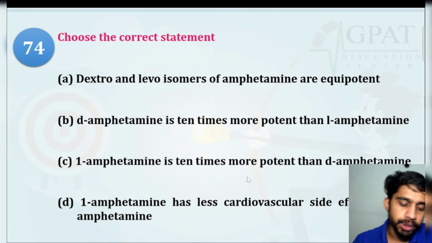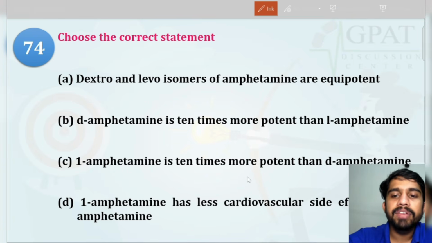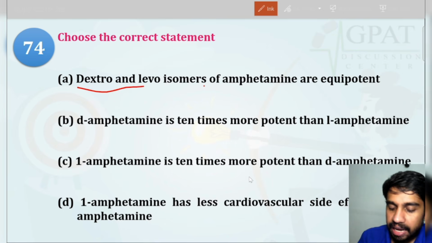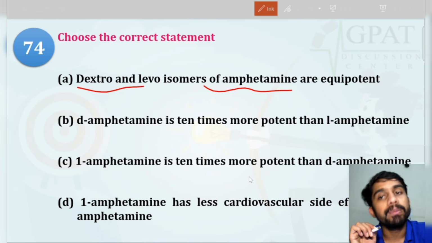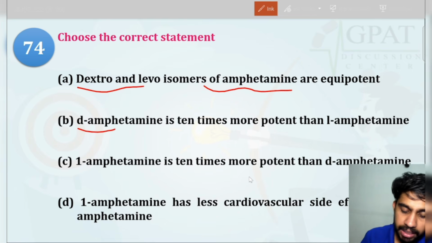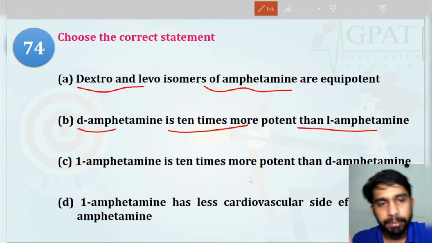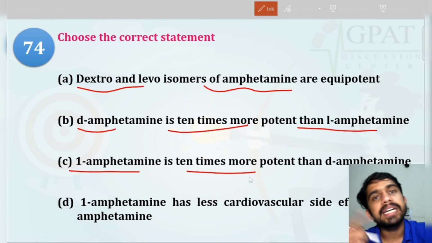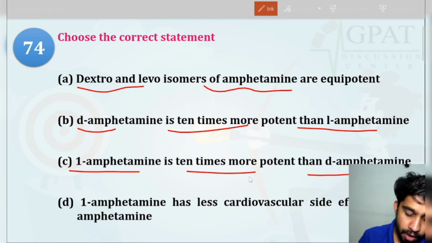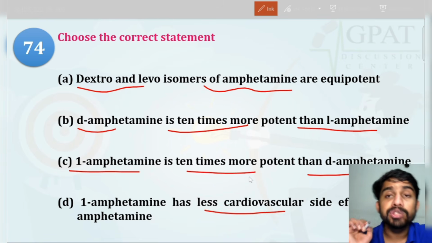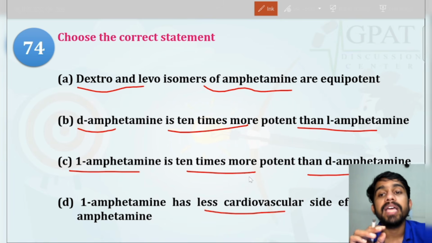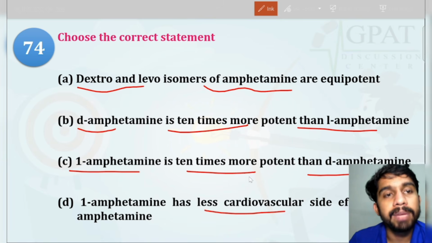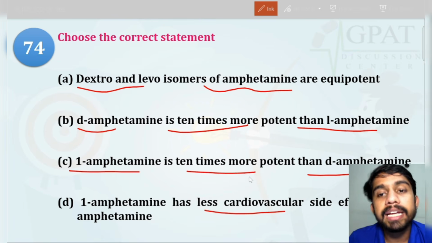Simple. Next question. Choose the correct statement. Again, we have to identify the correct statement. Dextro and levo isomers of amphetamine are equipotent. Next, D-amphetamine is 10 times more potent than L-amphetamine. Next, L-amphetamine is 10 times more potent than D-amphetamine. L-amphetamine has less cardiovascular side effect than D-amphetamine. So we have to find the amphetamine potency on the basis of their isomers, whether the dextro form is more potent or the levo form is more potent.